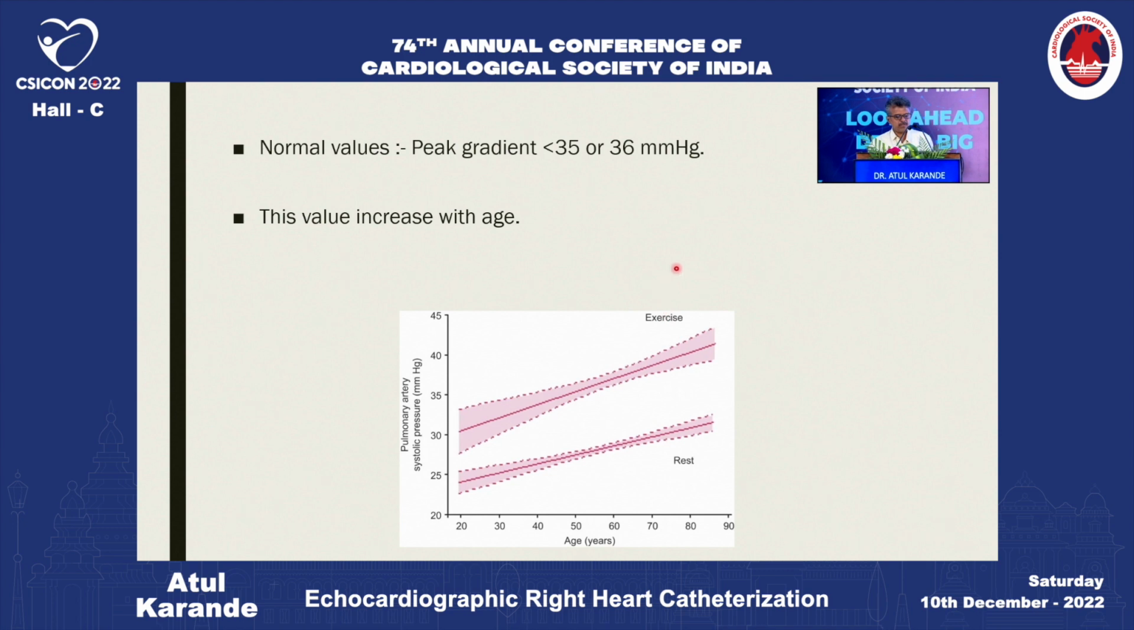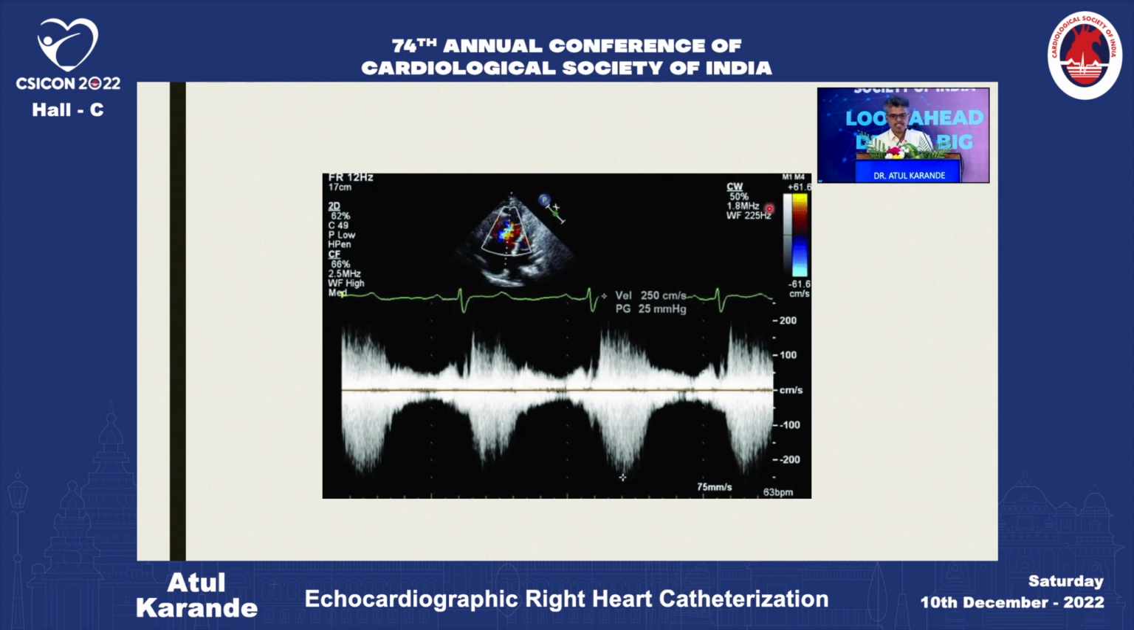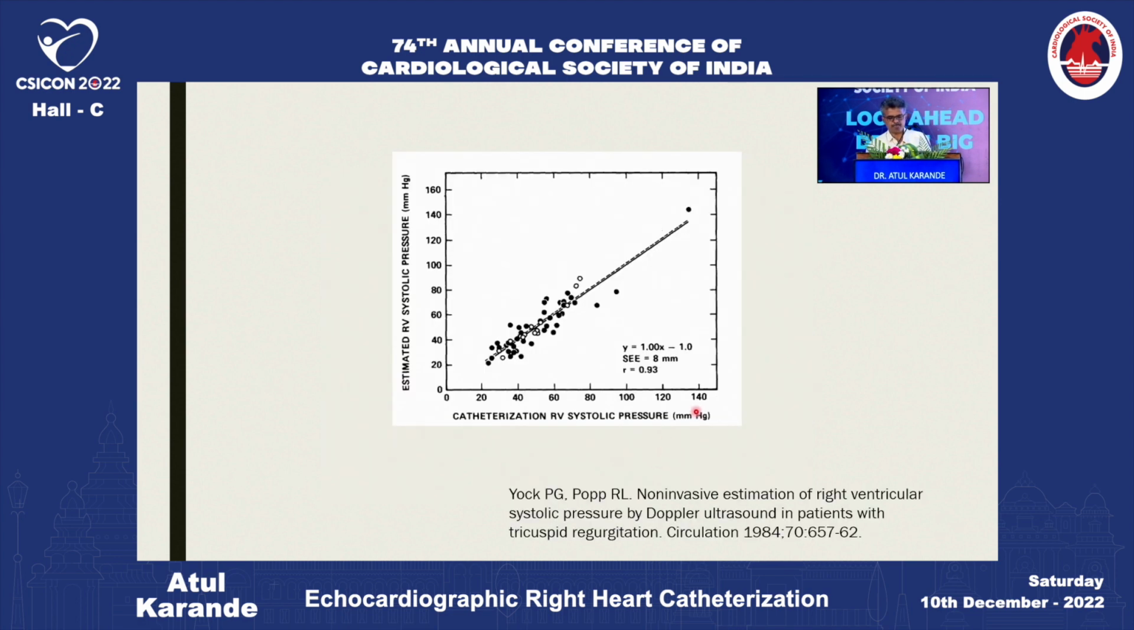The normal value for the TR gradient should be less than 35 to 36 millimeter of mercury, but this value increases with age. So we should keep this in mind. In older age groups, the normal values are higher. In patients with very severe TR, the Doppler envelope may be cut off because of early equalization of RV and RA pressures, and we may underestimate the TR gradient.